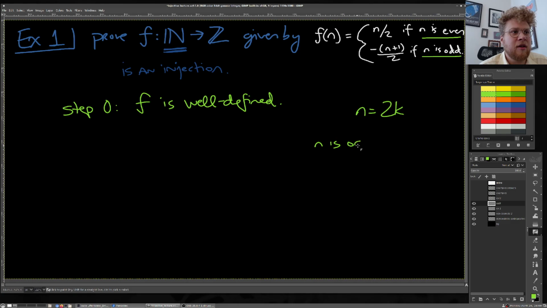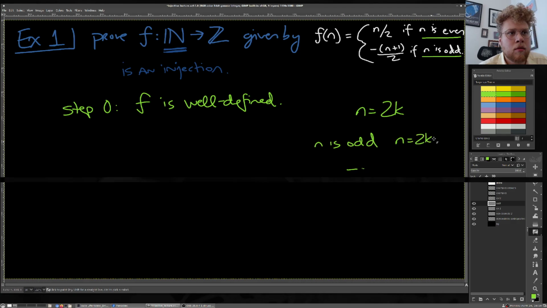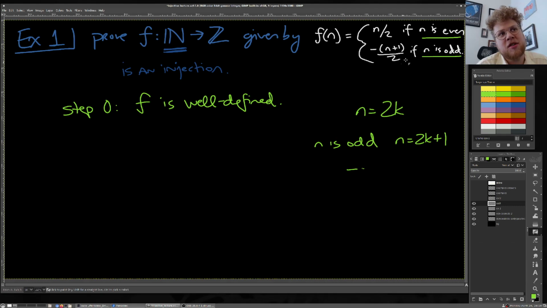So n is odd. We would have something of the form 2k plus 1. So does this operation make sense? Are we necessarily going to get something in our codomain, or are we going to fall outside, or are we going to have to do some operation that doesn't make sense?